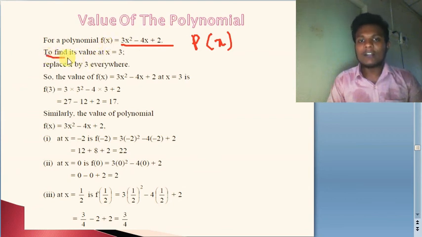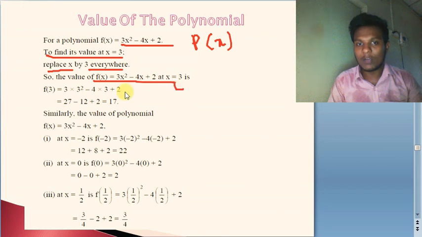To find its value at x is equal to 3, what do we have to do? Wherever you find x, we have to replace it with 3. So f of x is given, at x is equal to 3, what will happen? F of 3 you will write, in place of x you have to write 3. So 3 into x square becomes 3 square, minus 4 into x. Like that, if you see, that is going to be 70.